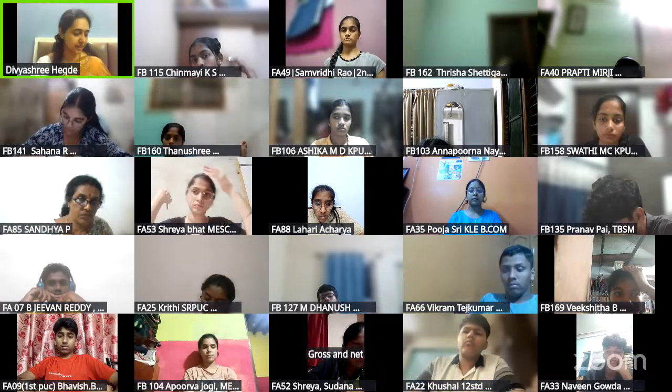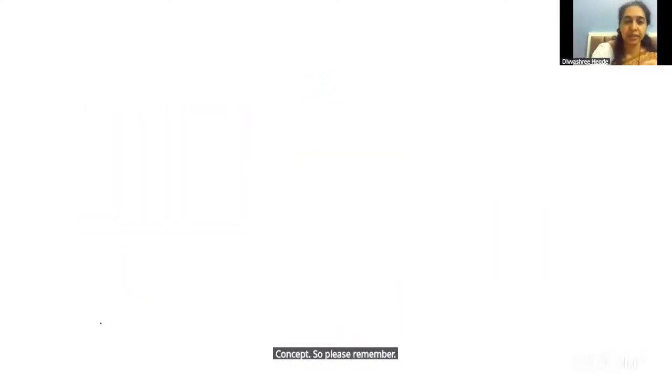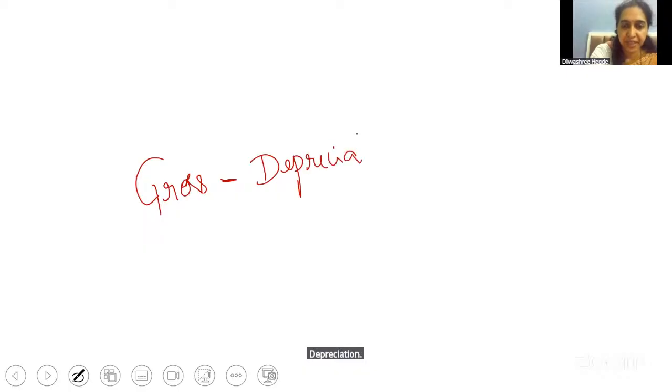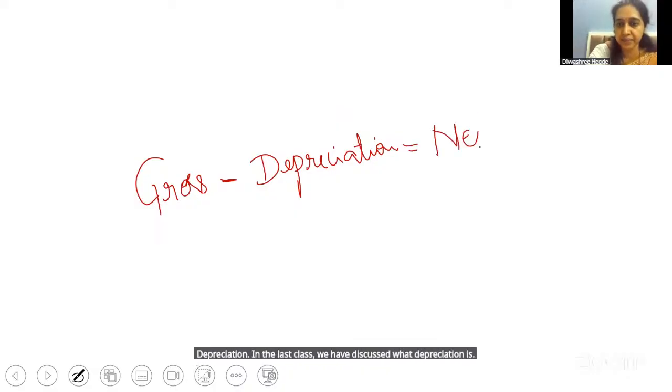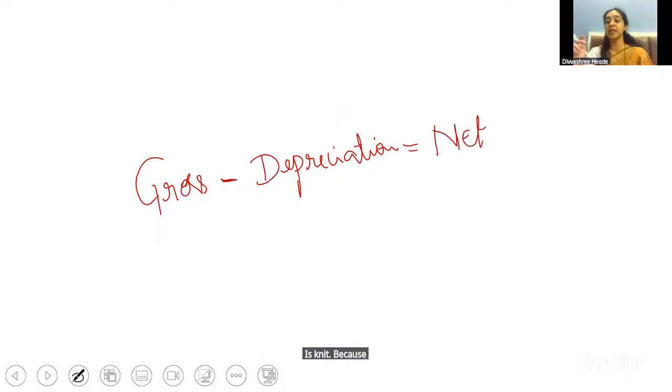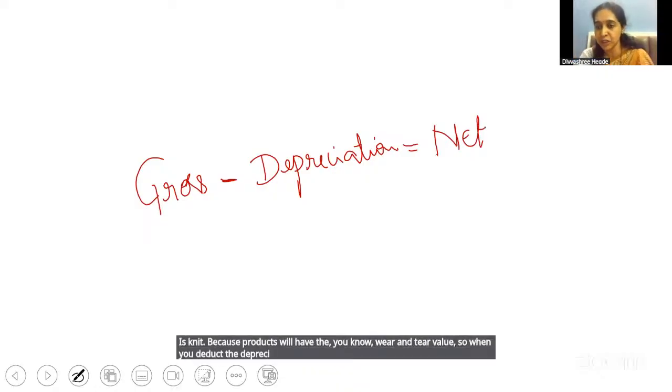In the coming topics, you will come across a lot of gross and net concepts. So please remember: gross minus depreciation is net. In the last class, we discussed what depreciation is. Products have wear and tear value, so when you deduct depreciation from the gross concept, you arrive at net.